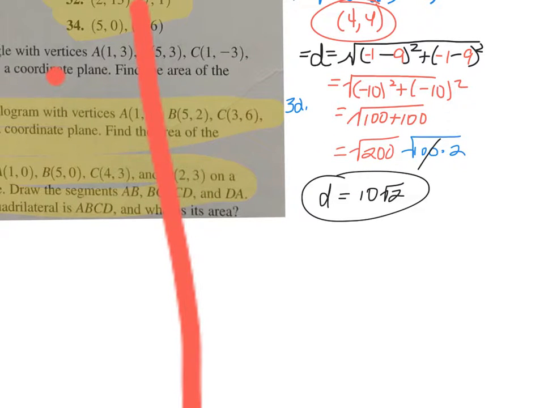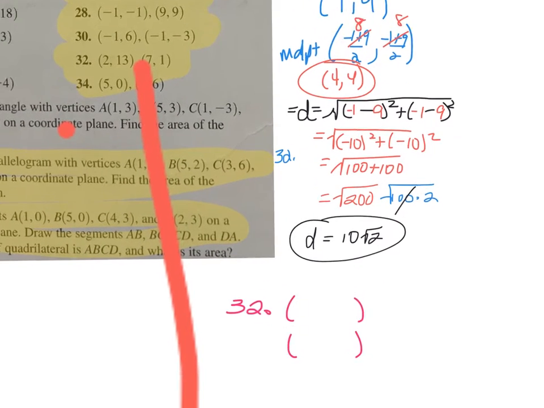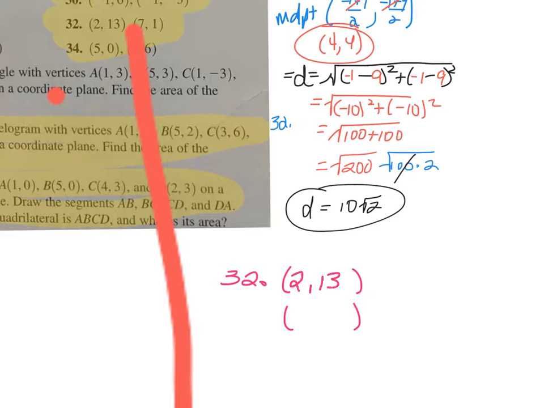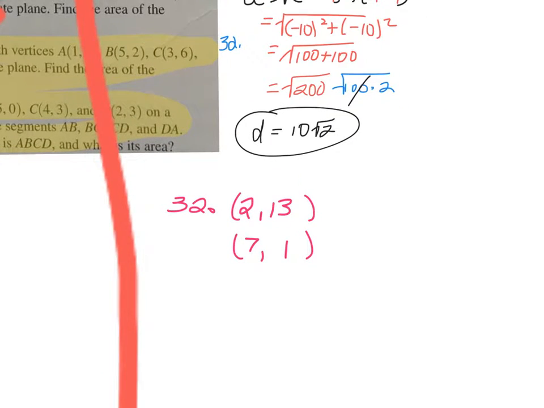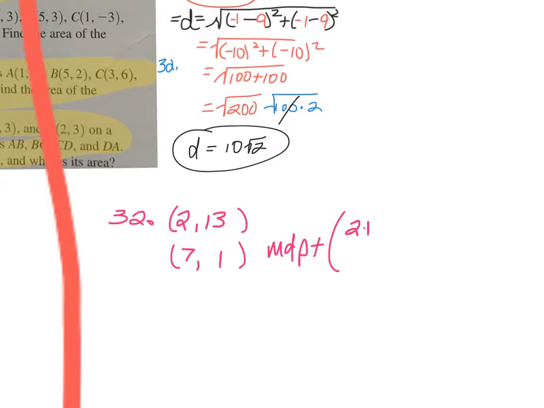Let's look at 32. Is that one you said, Matt? What are the points for 32? 2, 13 and 7, 1. Okay. So, midpoint. Add 2 plus 7 divided by 2, right? 13 plus 1 divided by 2. So, 2 and 7 is 9, and 9 over 2.